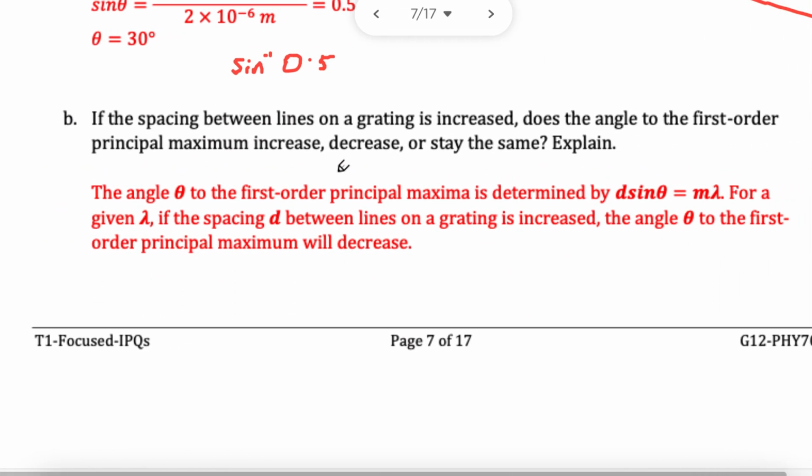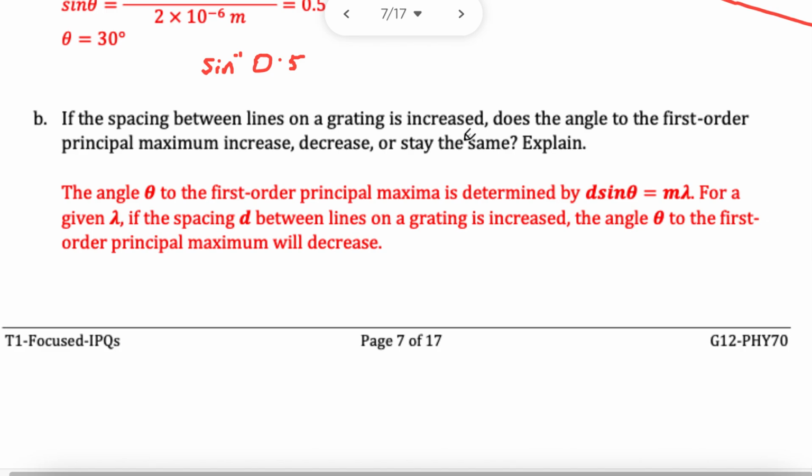If the spacing between the lines on the grating increases, what happens to the angle? Well, of course, you just look at the formula. I want to know if I increase d, what happens to my angle. So I'll rearrange this just a little, just like we did above. Sine theta equals m lambda, and I'm going to divide that by d. Remember what I said? If it's below the division, it is inversely proportional. Increasing this will decrease my angle, and that's what they've mentioned here.